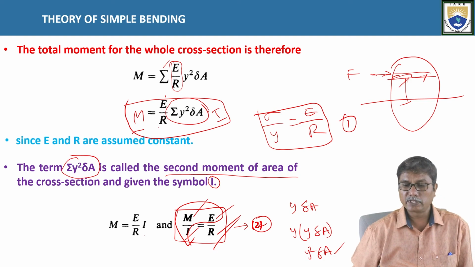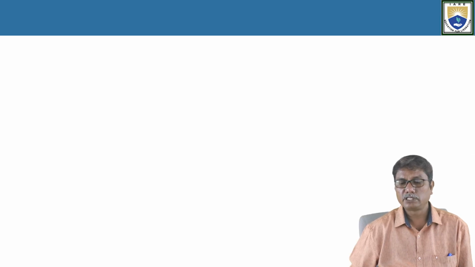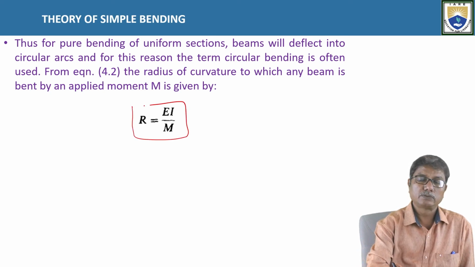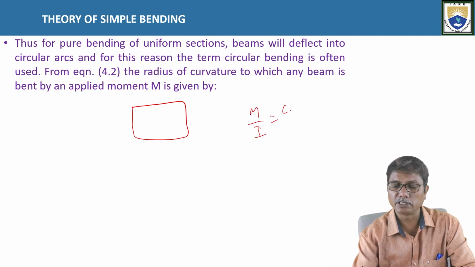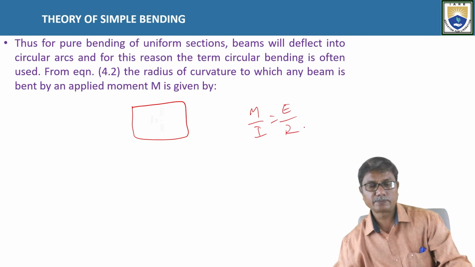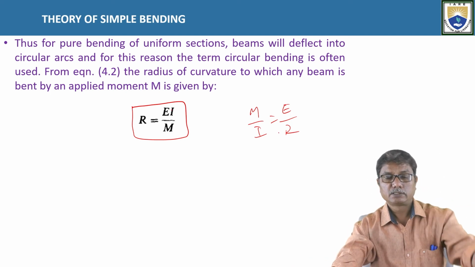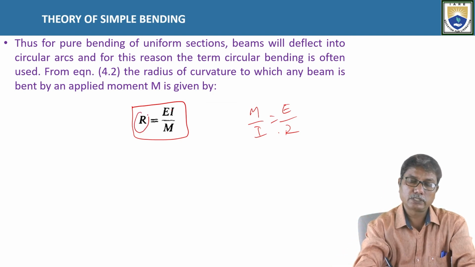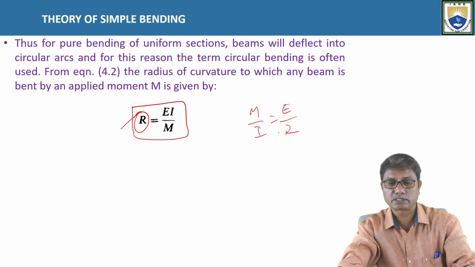And which is given by the equation R is equal to EI by M. That is, M by I is equal to E by R. This is the relation, which gives radius as EI by M. Thus for pure bending of uniform sections, beams will deflect into circular arcs. Why? How can we say the arc is circular? Because the radius is constant. For circular arcs only it is constant. Understand?